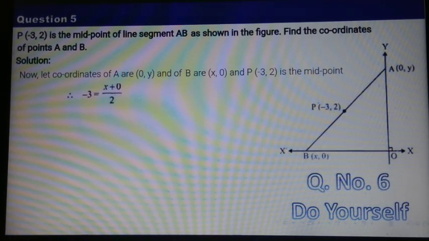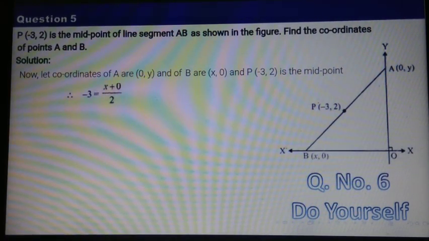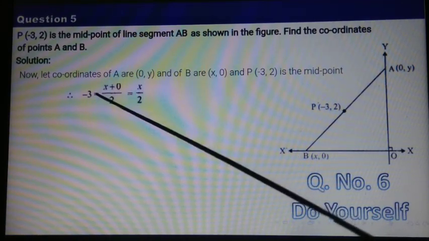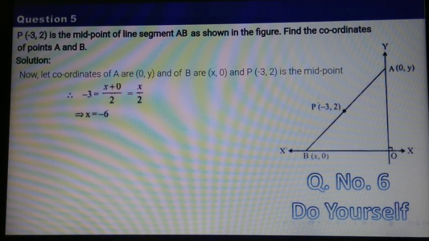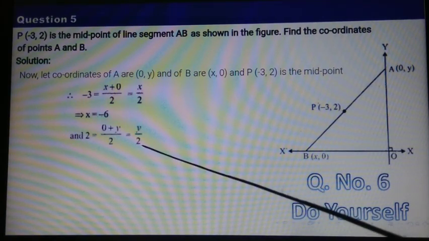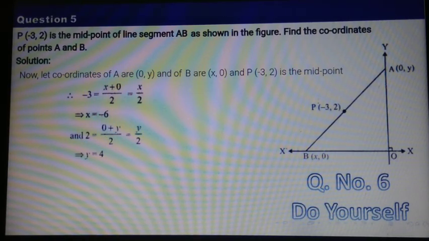Similarly, let's find what is the value of x. So x plus 0 is equals to x, right? Okay, so x plus 0 is equals to x, so it will be equals to x by 2. So x will be equals to 2 into minus 3, that is minus 6. So the value of x is minus 6. Similarly, let's calculate the value of y. So this is my y and this is my y1, y2. So 2 will be equals to y plus 0 whole divided by 2, right? So 0 plus y will be y by 2. So similarly, y will be equals to 2 into 2, which is 4. Okay, so we found the value of y as well.